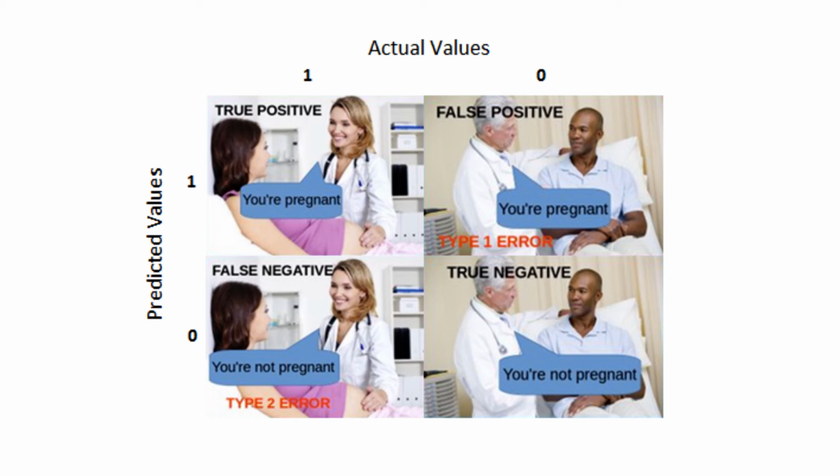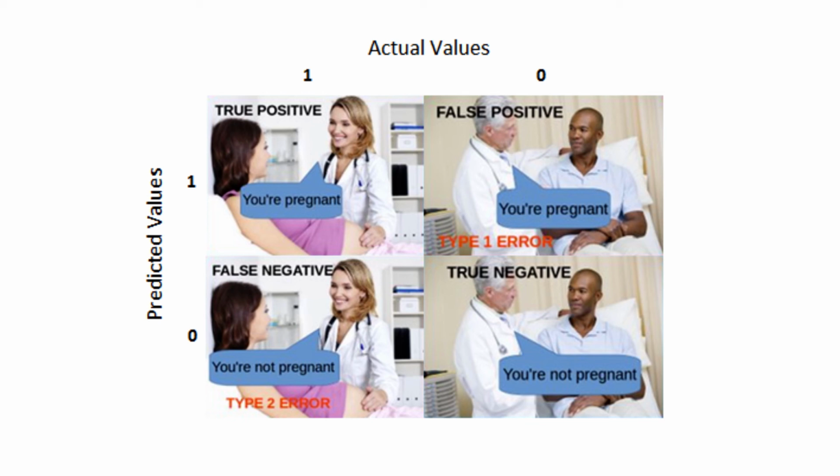And then false positive, which is also called a type 1 error, is where you predicted positively and it's false. So here you've predicted that the man is pregnant, but he actually is not. So that's false positive. And then the false negative is on the bottom left, and you've predicted negatively and it's false. So you predicted that the woman is not pregnant, but she actually is.